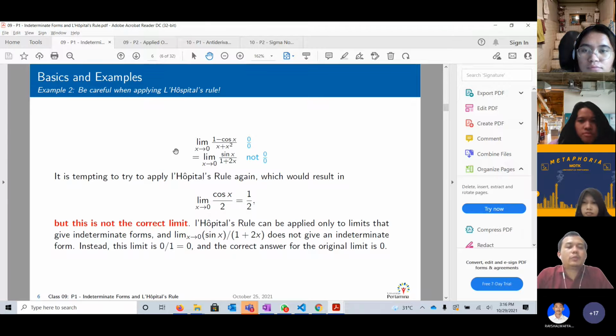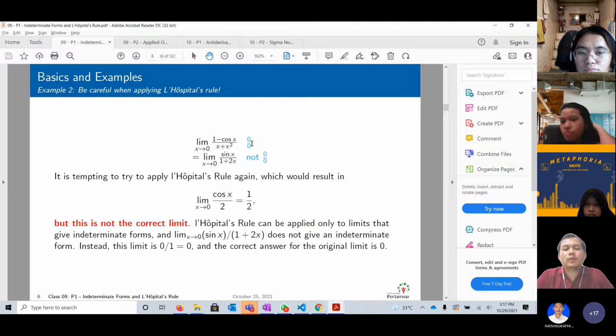Okay, but we have to be careful. Yeah, see, this slide title is "Be careful when applying L'Hopital's rule." So what we need to know is that we can apply L'Hopital's rule only when the indeterminate form happens.